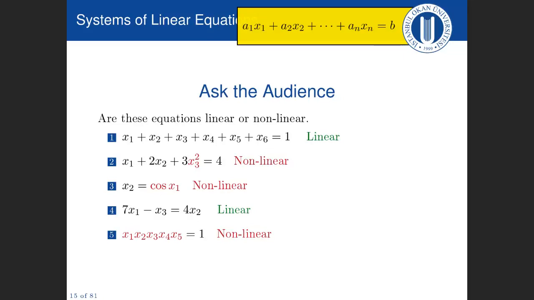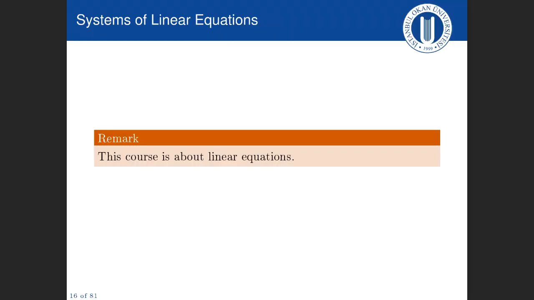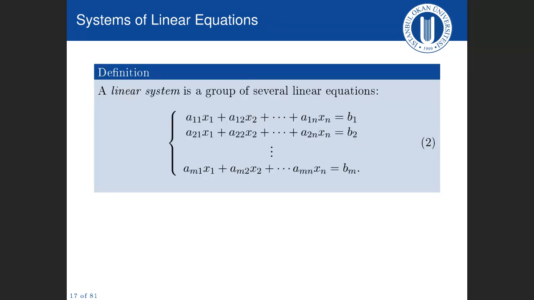Again, most people got this correct. The variables are multiplied together, so this is a non-linear equation. This course is about linear equations. Typically, we would have more than one linear equation. Then we would have a linear system. That's a group of several linear equations.